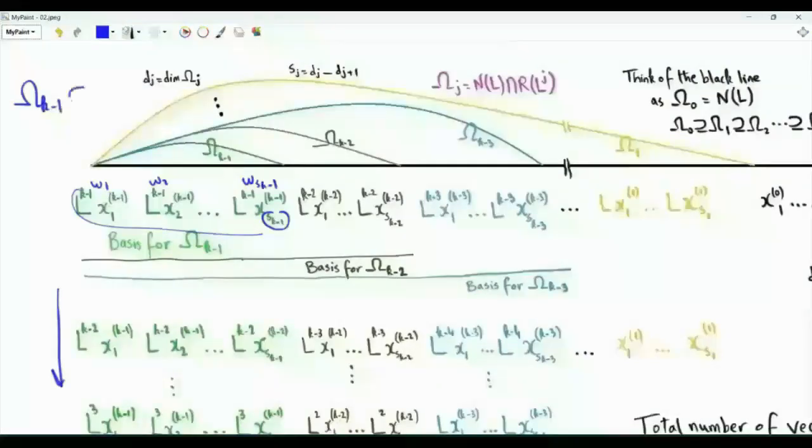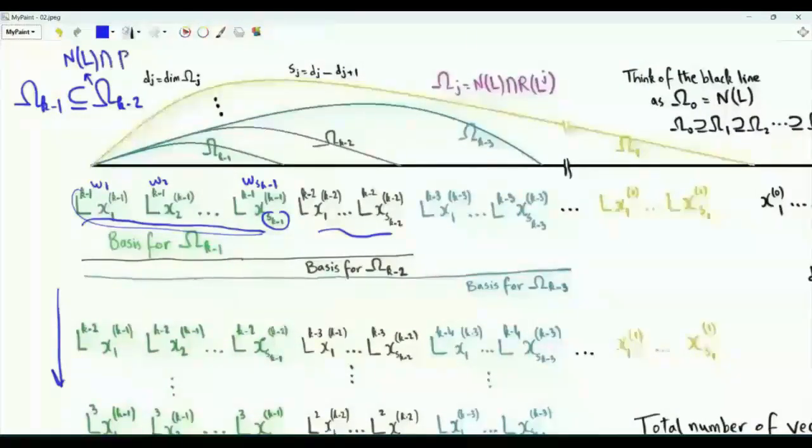Recall that omega k minus 1 is contained in omega k minus 2. These vectors constitute a basis for omega k minus 1. We complete this basis set so that we have a basis for omega k minus 2. Recall that omega k minus 2 is the intersection of the null space of L and the range of L to the k minus 2. We obtain those vectors perhaps as w bar 1, w bar 2, all the way to w bar s_{k-2}. We know that these vectors are in the range of L to the k minus 2.